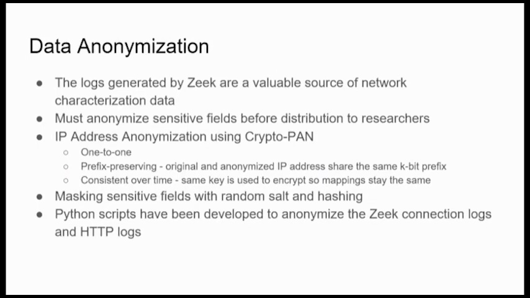As we were talking about the data anonymization portion of this, the logs that are generated by Zeek are a valuable resource for network characterization data. And we anonymize this so that researchers can perform analysis on it without violating the sensitivity of the data. So we use multiple tools to anonymize the data. One tool that we use is CryptoPan, which provides a one-to-one mapping for any IP addresses that may be in the logs.